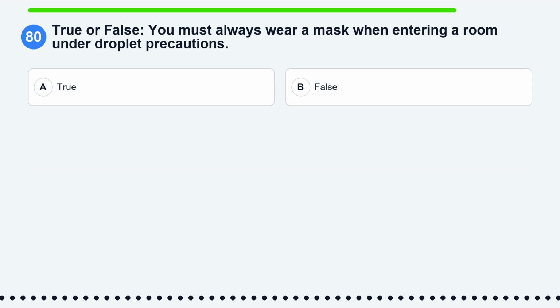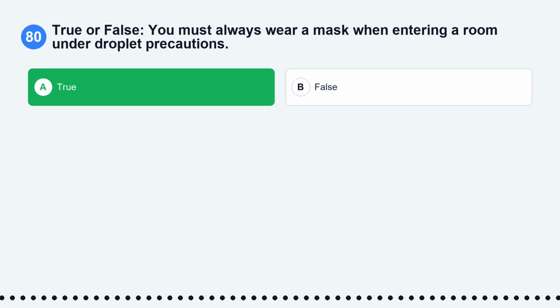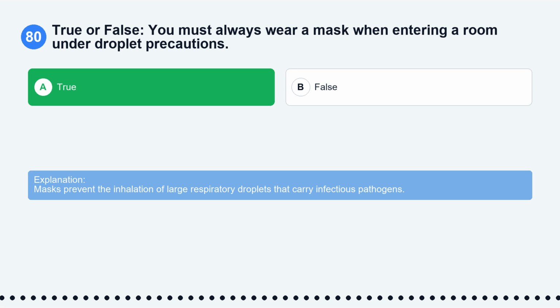Question 80. True or false, you must always wear a mask when entering a room under droplet precautions. Option A, true. Option B, false. The correct answer is option A, true. Masks prevent the inhalation of large respiratory droplets that carry infectious pathogens.